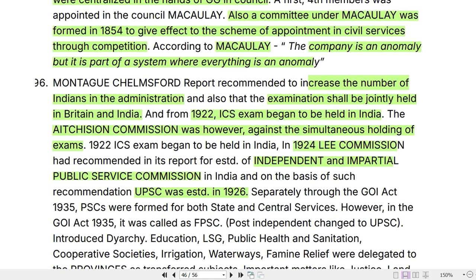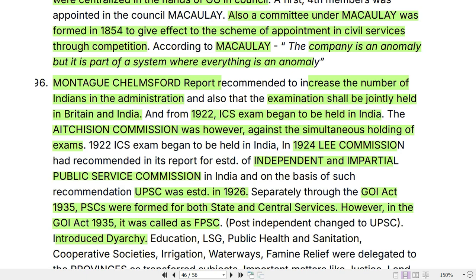So, separately through the Government of India Act 1935, public service commissions were formed for both state and central services. However, in the Government of India Act 1935, it was called FPSC. Okay. Now, the Montague-Chelmsford report also introduced diarchy.